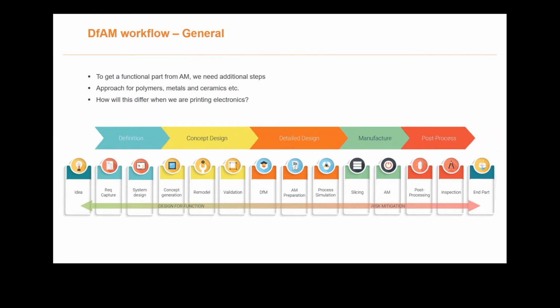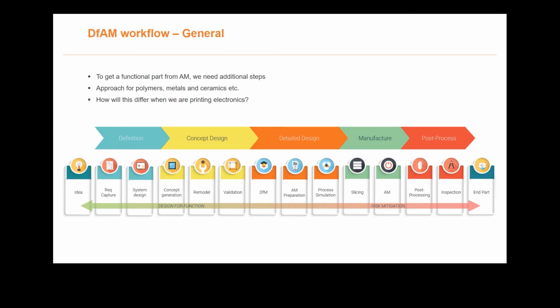So the first stage is the definition, where you capture the requirements of a component from the idea, and then you think about the product level or the system level redesign. Then you move on to the concept design stage, where you generate a concept. So in polymer and metal, you might be using structural optimization techniques or software tools to optimize your design. Then you would take that optimized design generally and remodel it and validate it with tools such as FE analysis, for example. And then you introduce the design rules specific for the process.